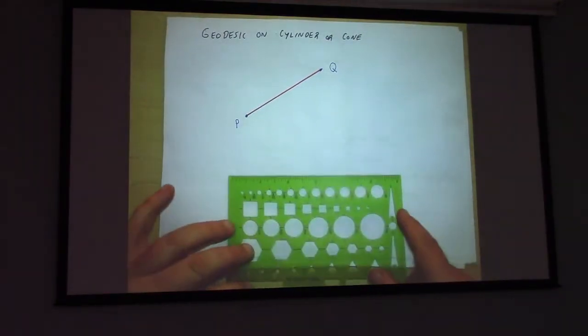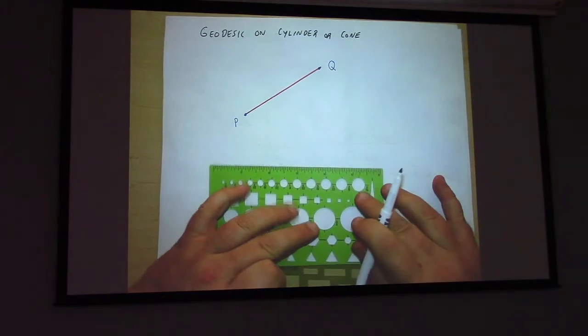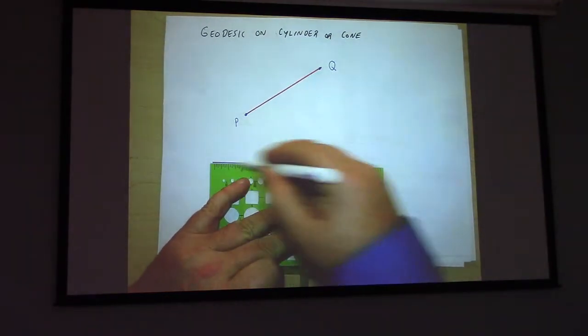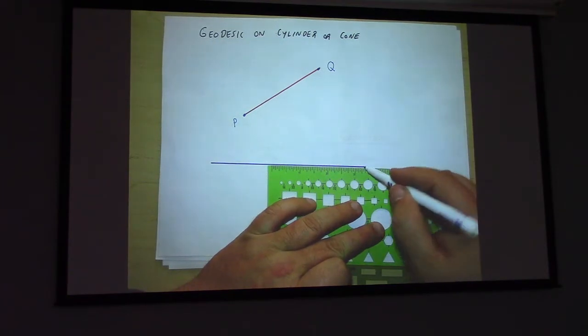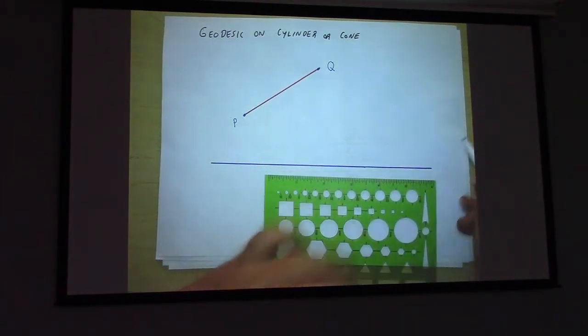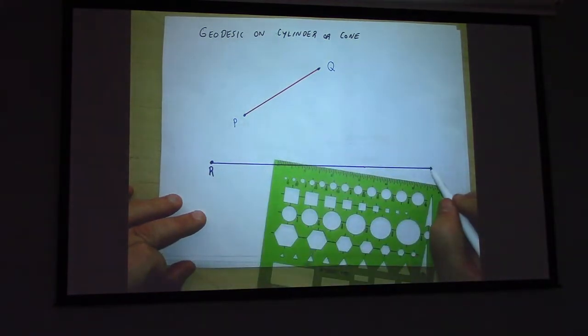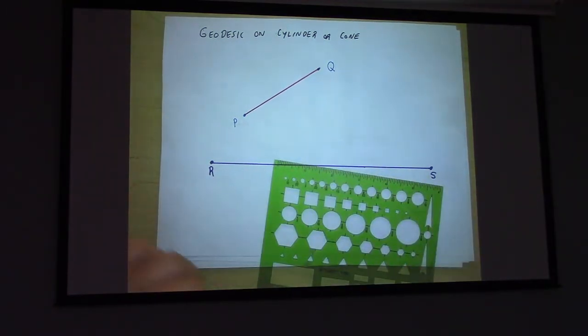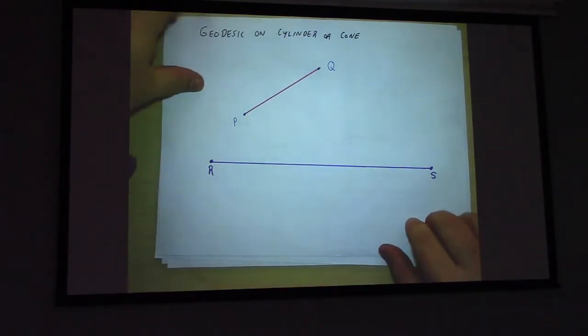I need names for 2 more points. How about R and S? There you go. What, do you think I was going to say something stupid? Don't worry, there's still time.